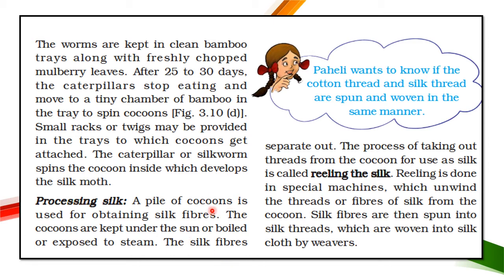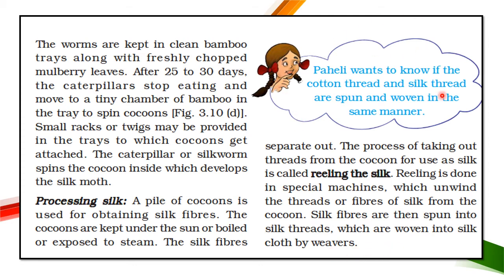A pile of cocoons is used for obtaining silk fiber. The cocoons are kept under the sun or boiled or exposed to steam. The silk fibers separate out. The process of taking out thread, please underline, from the cocoon for use as silk is called reeling the silk. Reeling is done in special machines which unwind the threads or fibers of silk from the cocoon. Silk fibers are then spun into silk threads, which are woven into silk cloth by weavers.